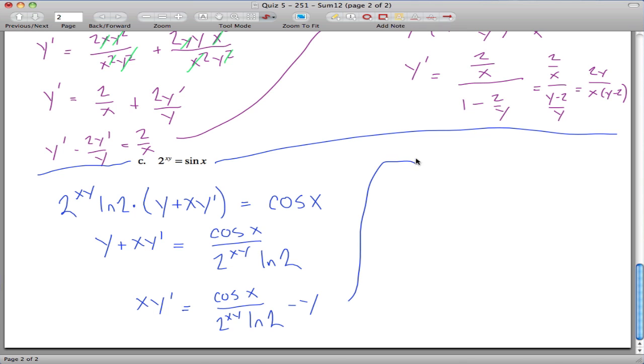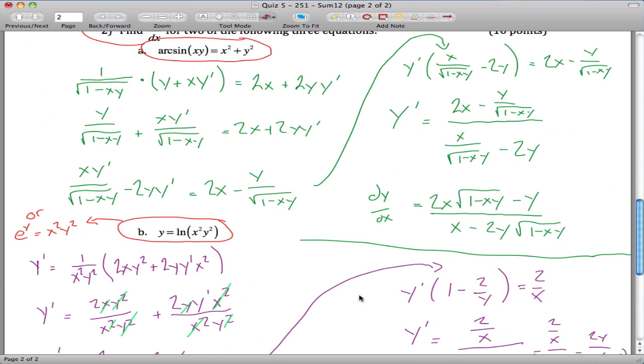And therefore, maybe instead of dividing by x, think about I'm multiplying both sides by 1 over x. And what I get is y prime is equal to cosine of x divided by x 2 to the xy natural log of 2, minus y over x. Multiplied 1 over x on both sides of the equation, and then distributed that 1 over x to both terms on the right-hand side of the equation.